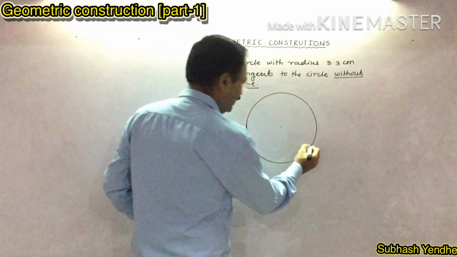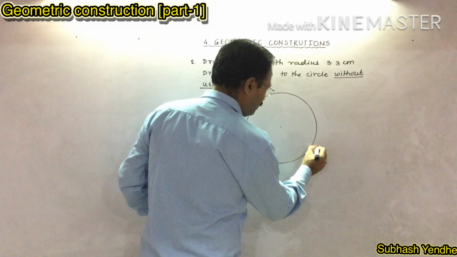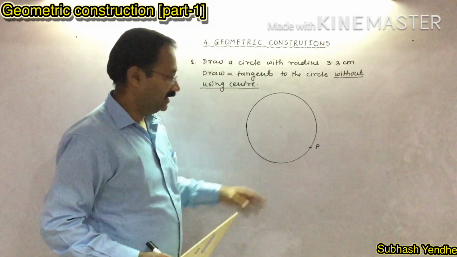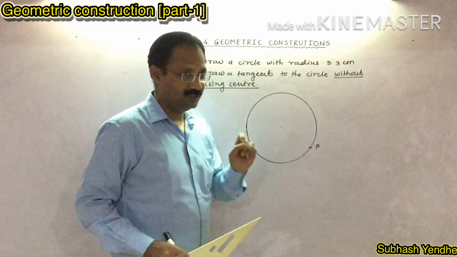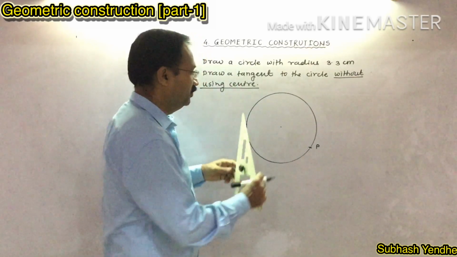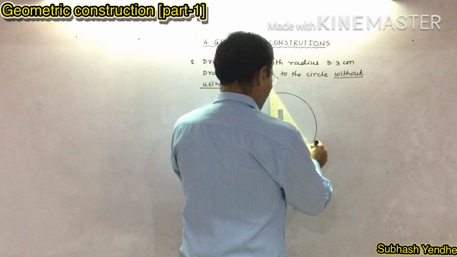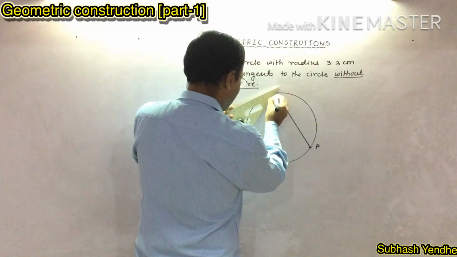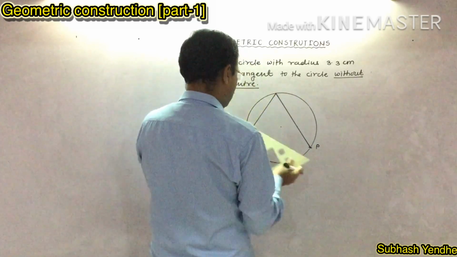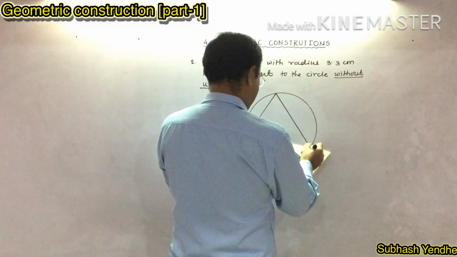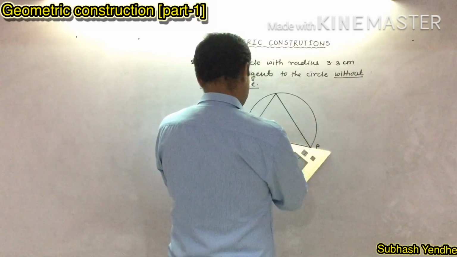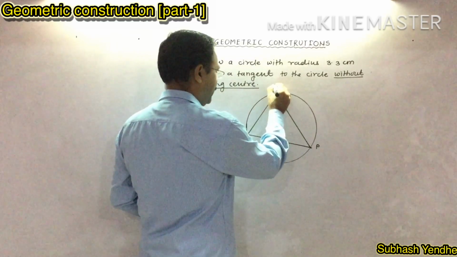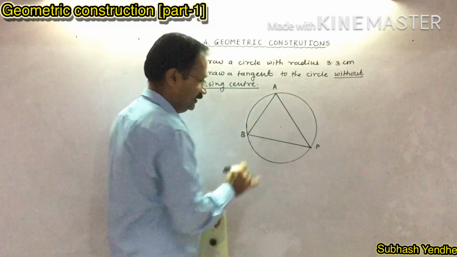You can take any point anywhere. Suppose I take the point P here, then I cannot use the center of the circle. For this, there is a simple idea. You have to draw a triangle. Don't take any measurements; you can draw it with any measurement. So here I draw one triangle and give it the names A, B.